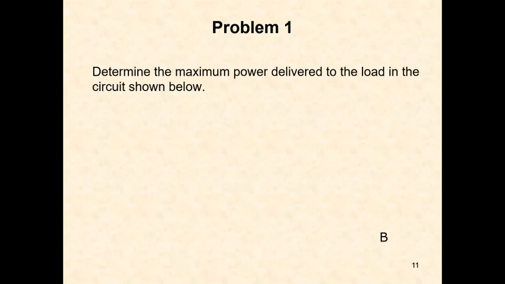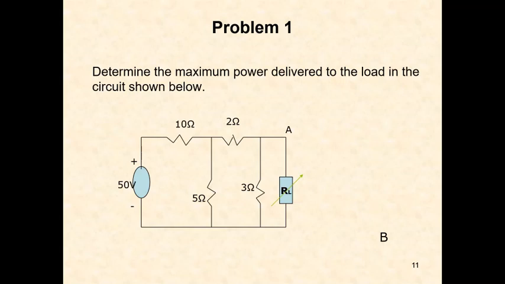See here the problem. Determine the maximum power delivered to the load in the circuit shown. Here there is a small simple problem. In this there are no reactances. All are resistances and it's a DC circuit only, and we have to find the power delivered to RL.